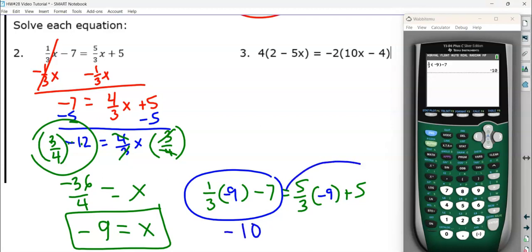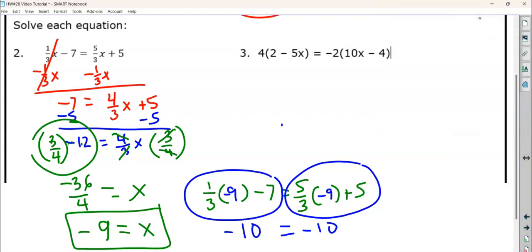Now we do the same math process on the other side. You type your fraction, 5/3, you type your parentheses, negative 9, and you type plus 5. And if you get the same answer on both sides, you know you did it right. That's called a check step.